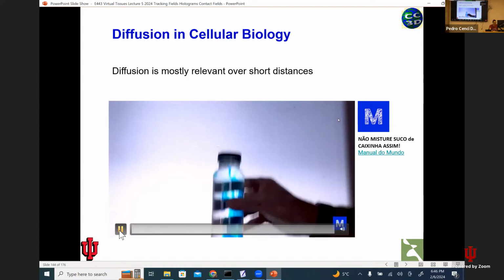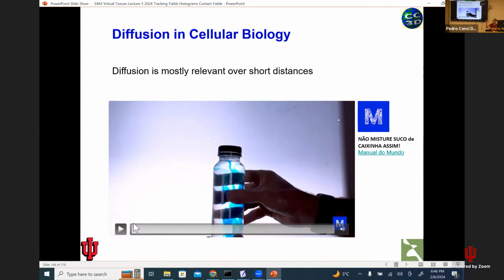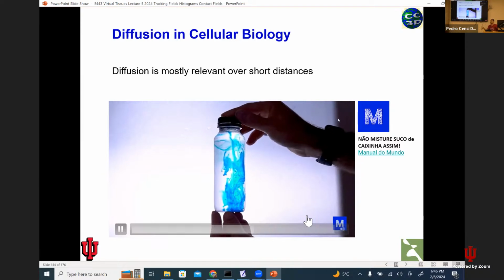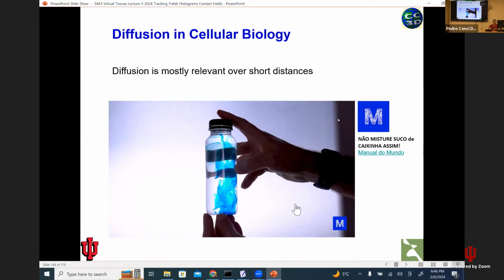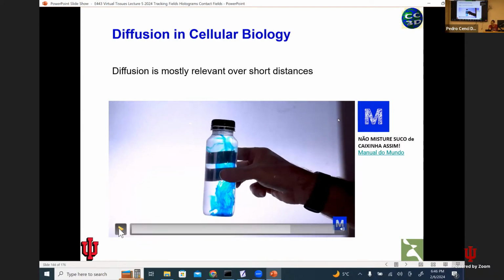Yeah, he can shake up and down because it's sealed, and when you do this, the entire column of fluid is moving together. It doesn't do anything. It only mixes when you cause advection. Doesn't mean that diffusion is not happening. It is happening, but you would have to look with a microscope to see that column of dye spread.